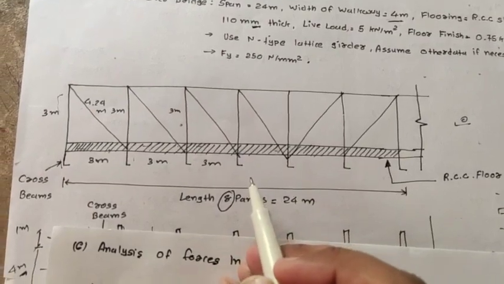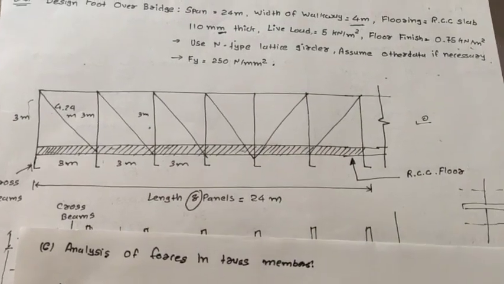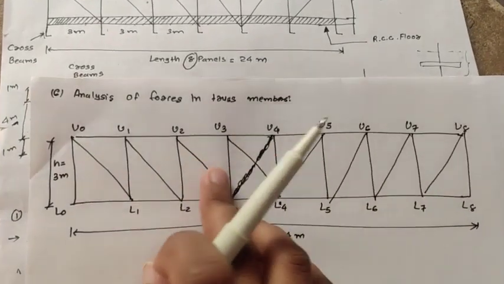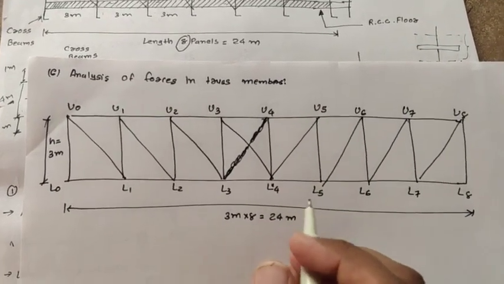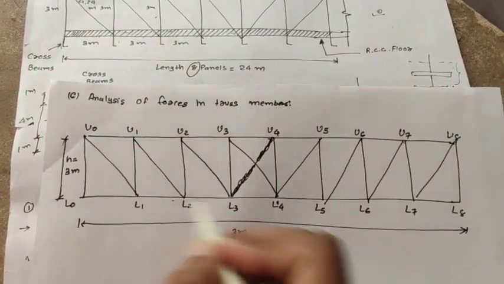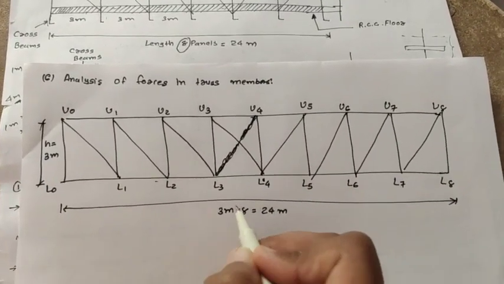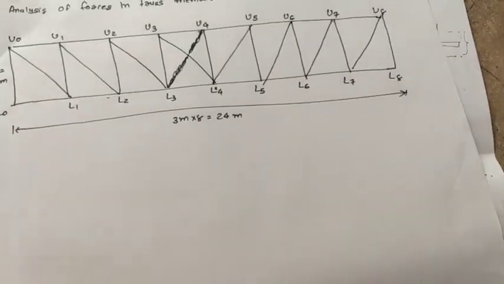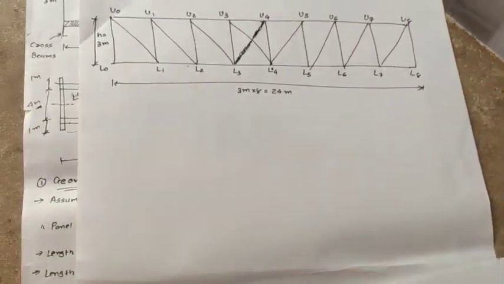I draw the previous figure, it's nearly half. Not all the panels or all the sections, all the members are given. But I draw all the members in this because we analyze the forces in the truss members. So here each member is considered as 3 meter, and we have 8 sections of 3 meter length. So we have our total length, which is 24 meter. First step, I left this page here because we draw the diagram below.